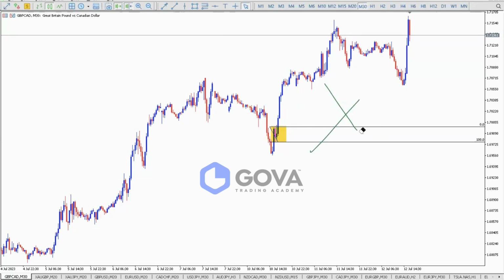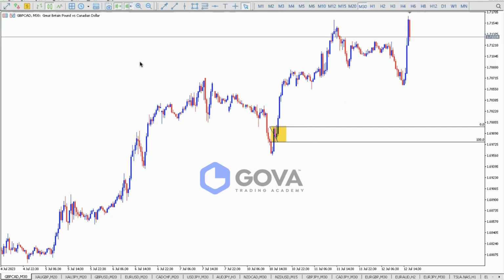I'm not saying right now you should take this trade. I'm just showing you an example of how risk management works whenever you are done analyzing the market. You understand? On your side. Okay.